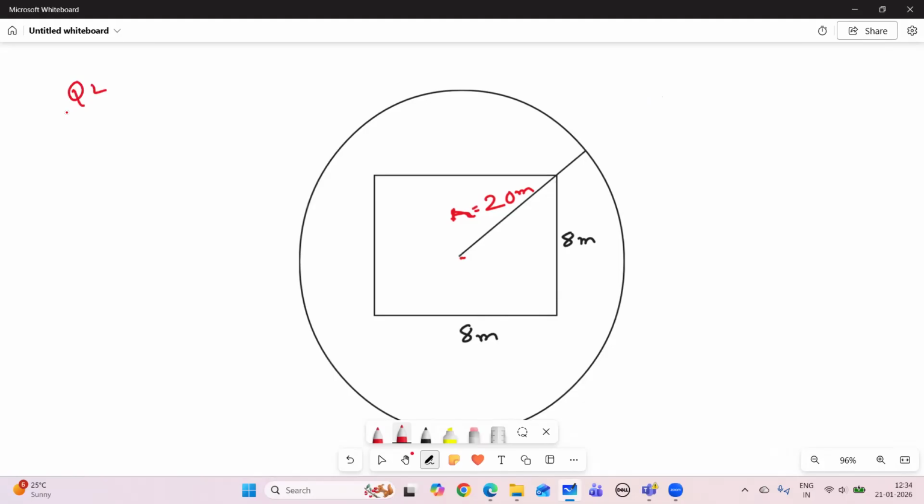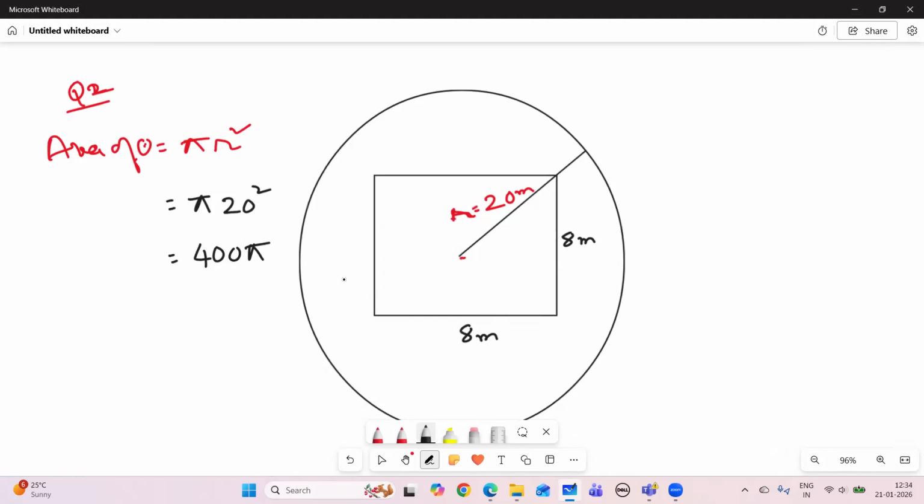So area of the circle is equal to pi r square. Okay. So this is pi into r, which is 20 units square. Okay. 20 into 20 is 400. So it is 400 pi. This is the area of the circle.